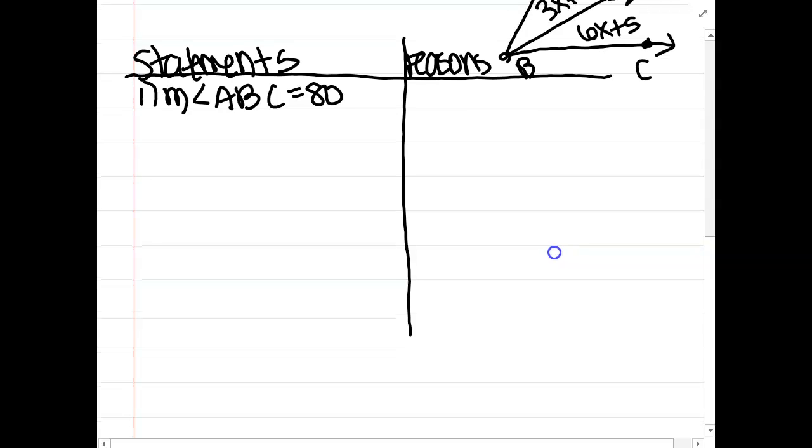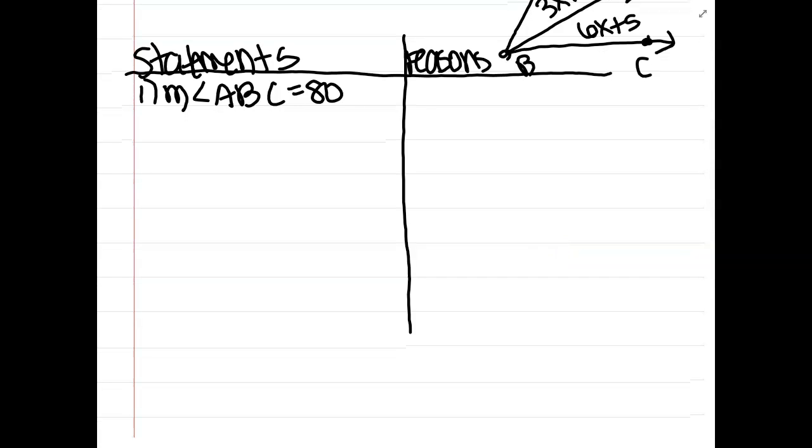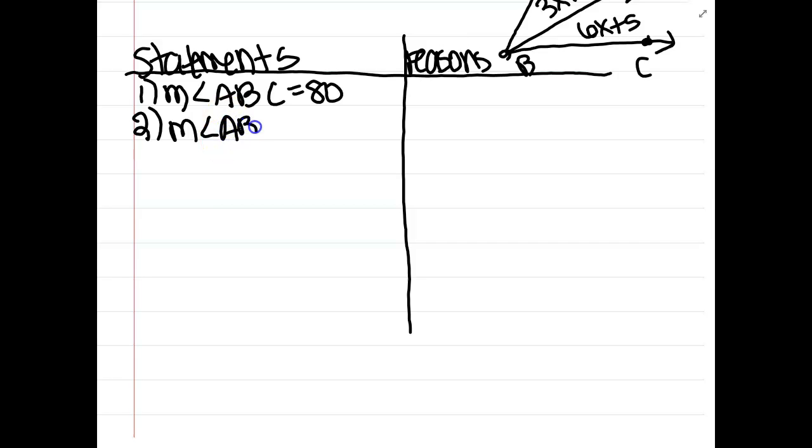Okay. I'm going to go ahead and we'll write down all of the statements and then we'll go back and give the reasons. Okay. The second statement says measure of angle ABD plus the measure of angle DBC equals the measure of angle ABC. The measure of angle ABD plus the measure of angle DBC equals the measure of angle ABC. That's their second statement.